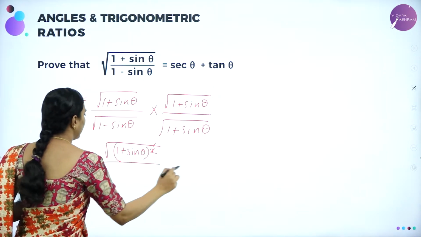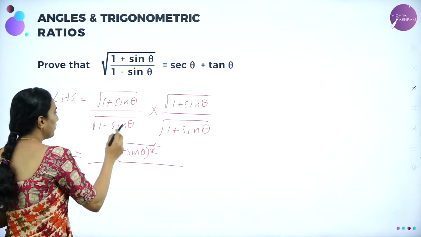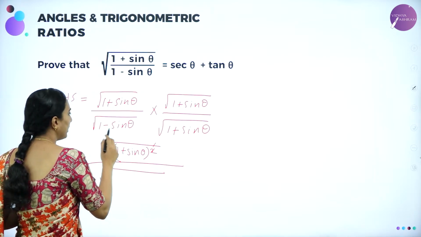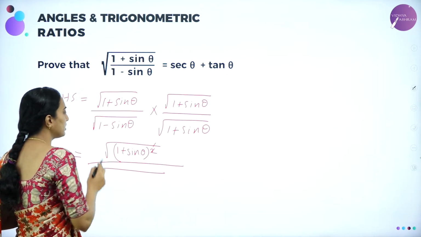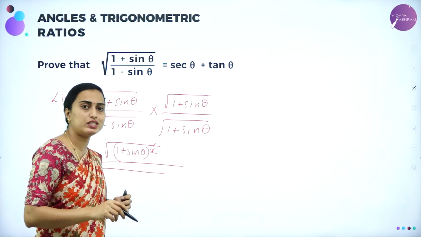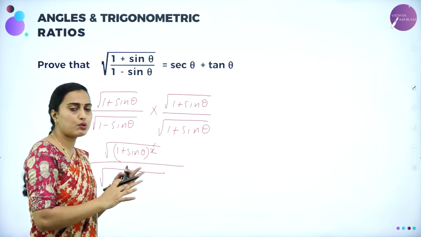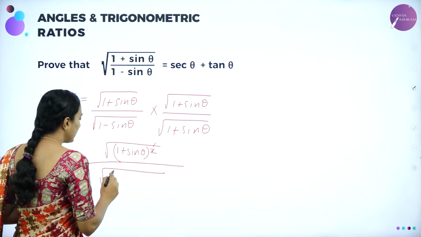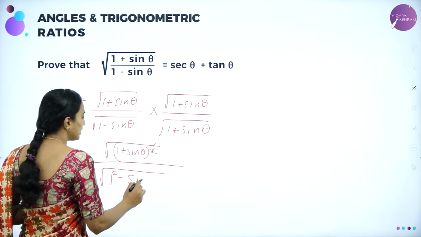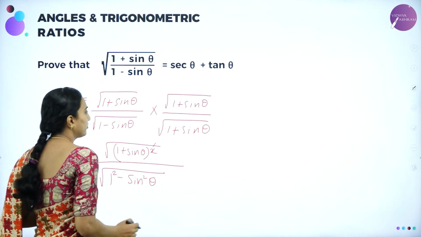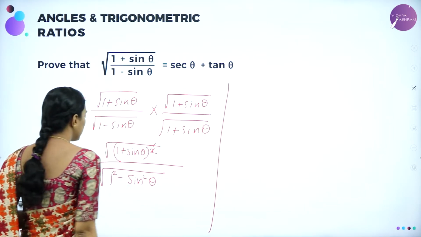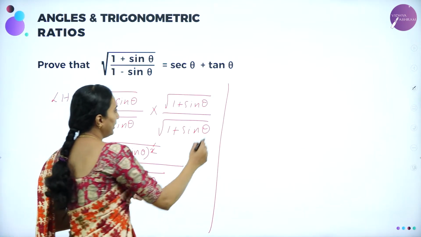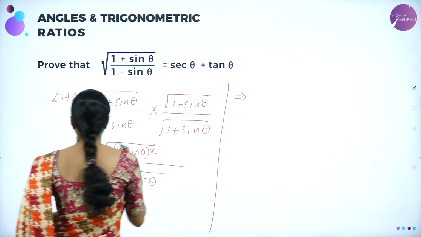Square root will get cancelled. You are going to have 1 plus sin theta in the numerator, and in the denominator, under root, 1 minus sin theta into 1 plus sin theta, which is a minus b into a plus b. What is a minus b into a plus b? A squared minus b squared. So 1 squared minus sin squared theta. So the square root will get cancelled in the numerator.